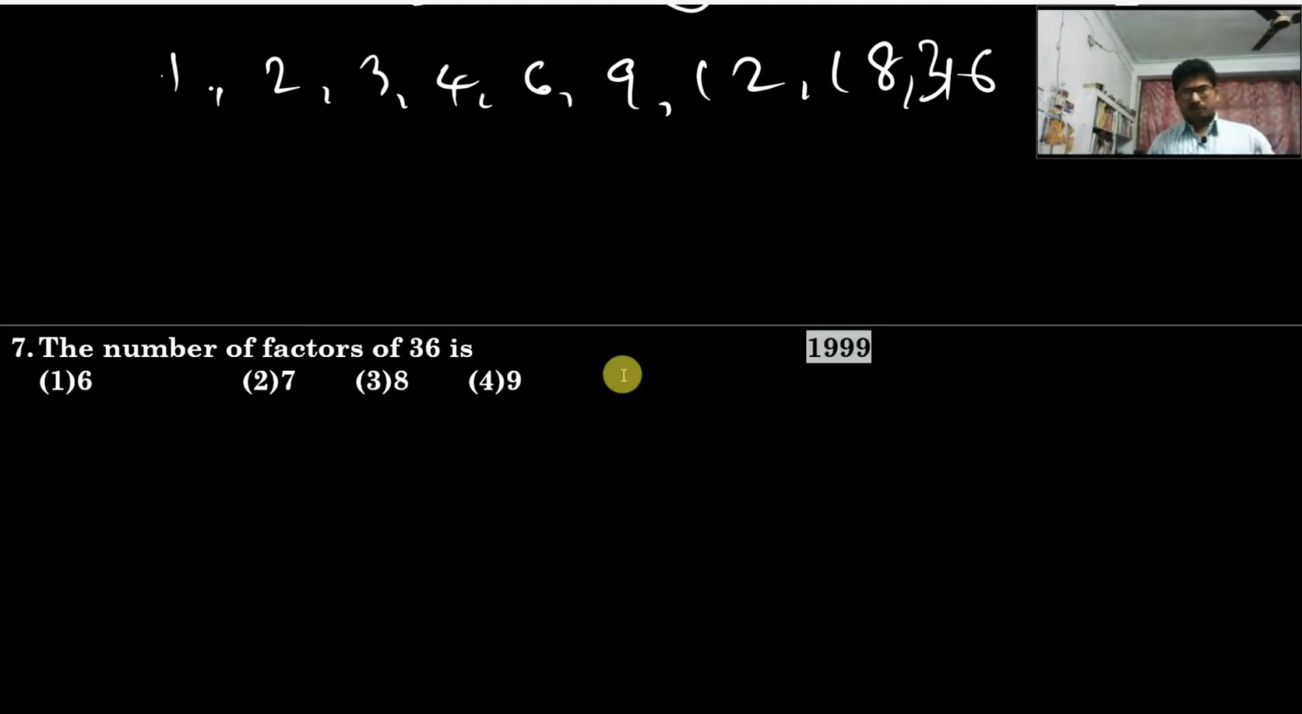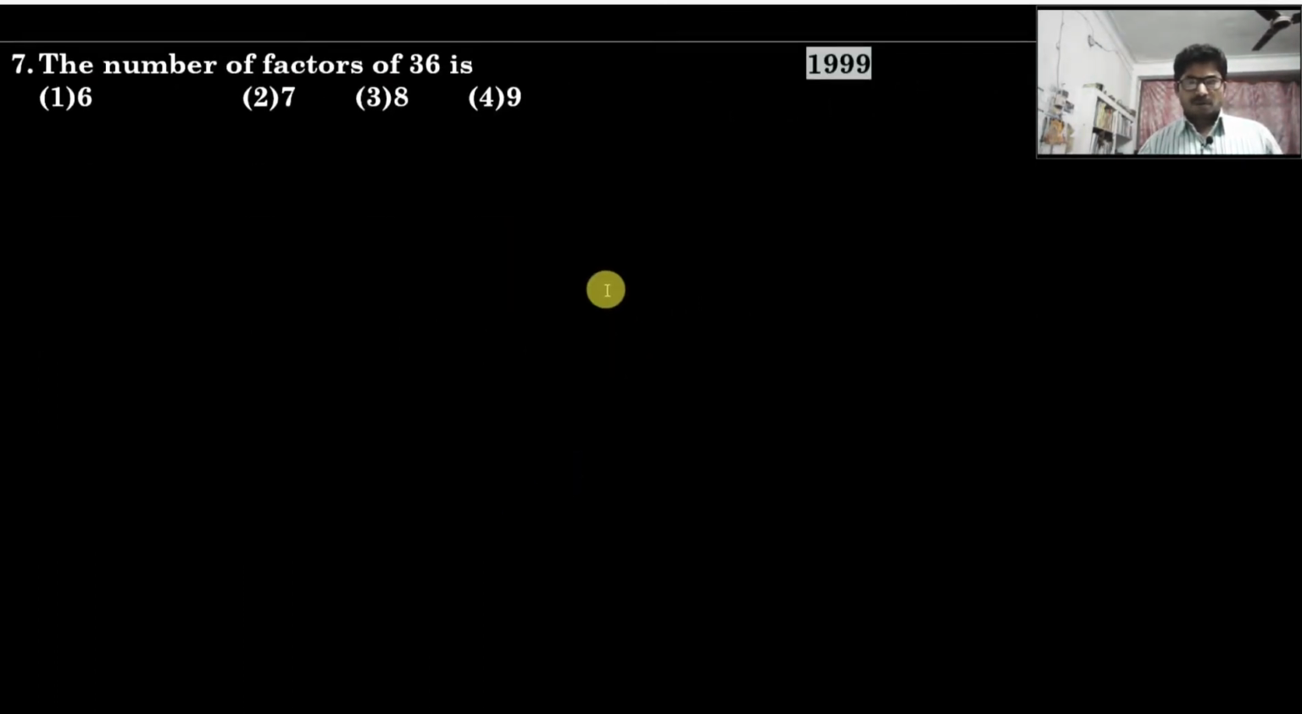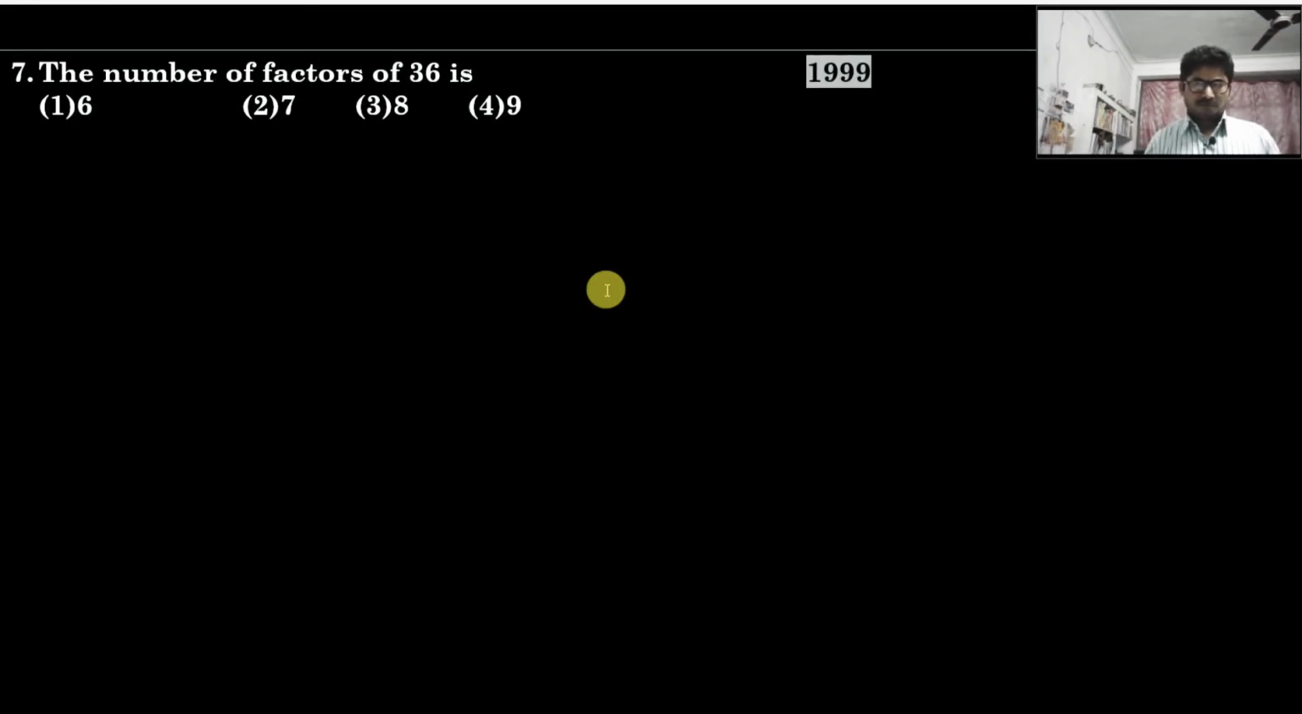So repeated question, children, same as before: 9 means option 4.